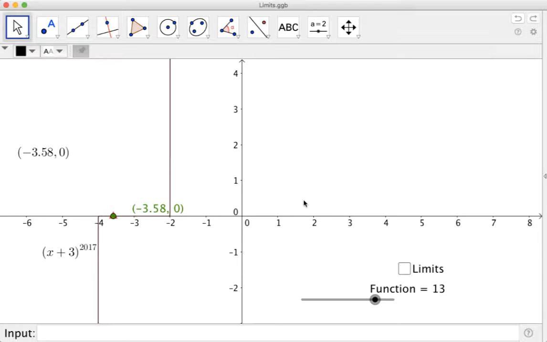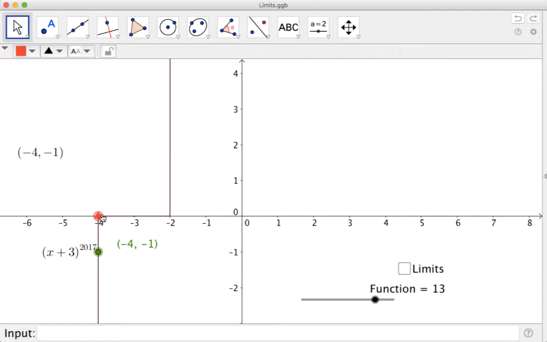Okay, let's look at a few more of the limits problems that were on that early part of the year diagnostic assessment. So we had the function (x + 3)^2017, and here we see a graph of it. Basically it looks like it is vertical, but almost, not quite. So we asked, what happens as x approaches negative 4?